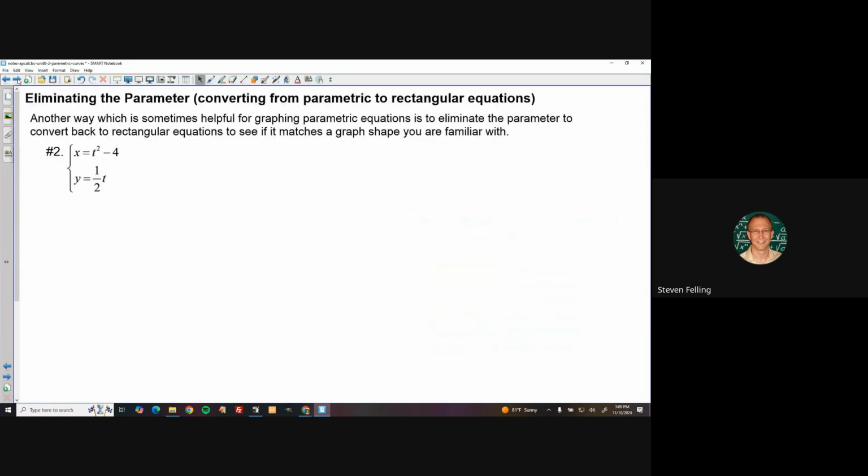All right. Another way that is helpful to graph when we don't have a calculator is to try to convert these parametric equations back into what we call rectangular form, where y is a function of x. And we do that by eliminating the parameter. So the way that works is you take a set of equations. Say we've got this right here, x = t squared minus 4, y = 1/2 t.